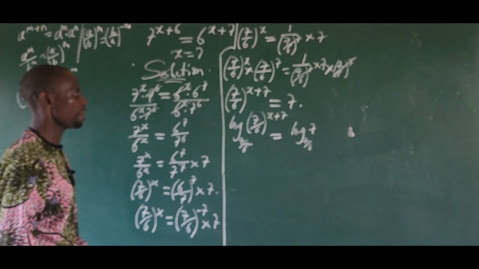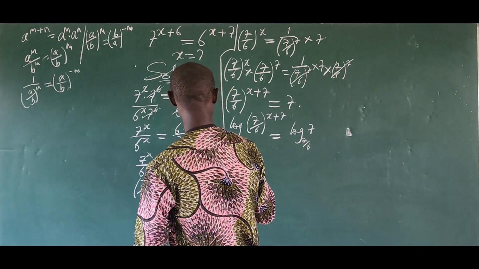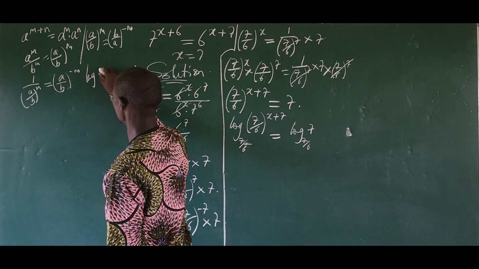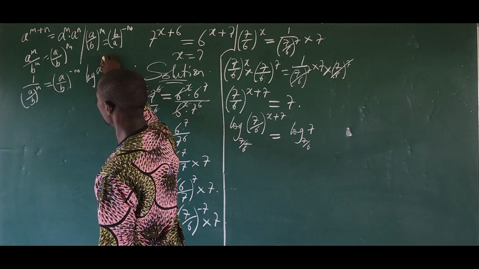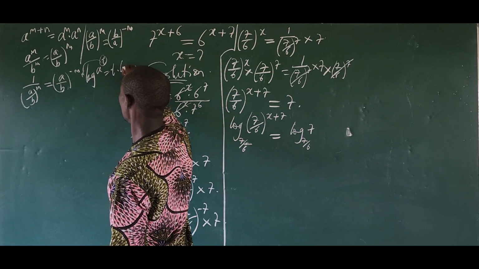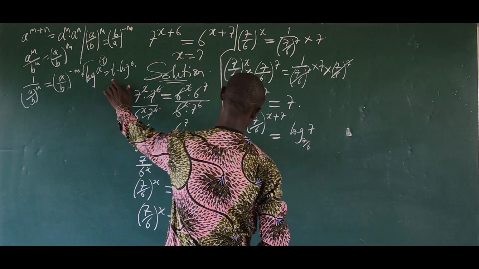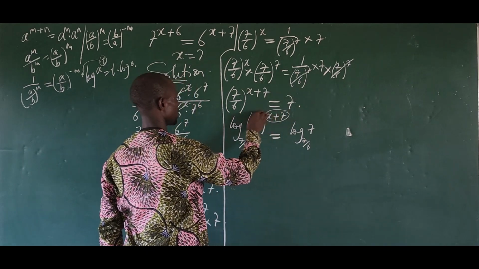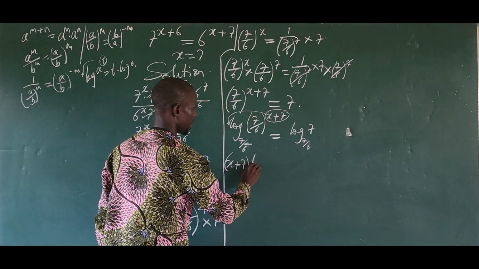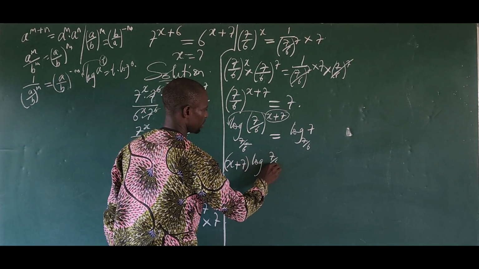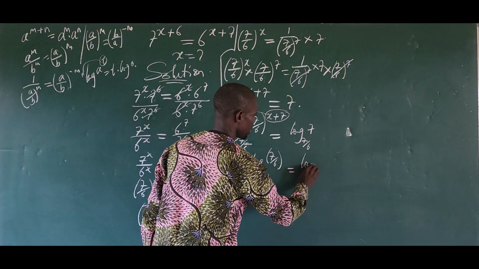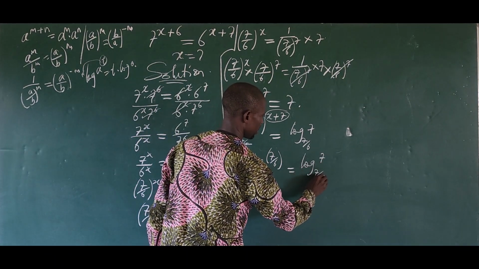Easy. So what happened? We applied a law which says that if you have log of a to the power of t, you move the power back. So this is going to give us t times log a. If we apply this law, we move the whole of this exponent backward here. So this is going to give us (x + 7) times log base 7/6 of 7/6, equal to log base 7/6 of 7.